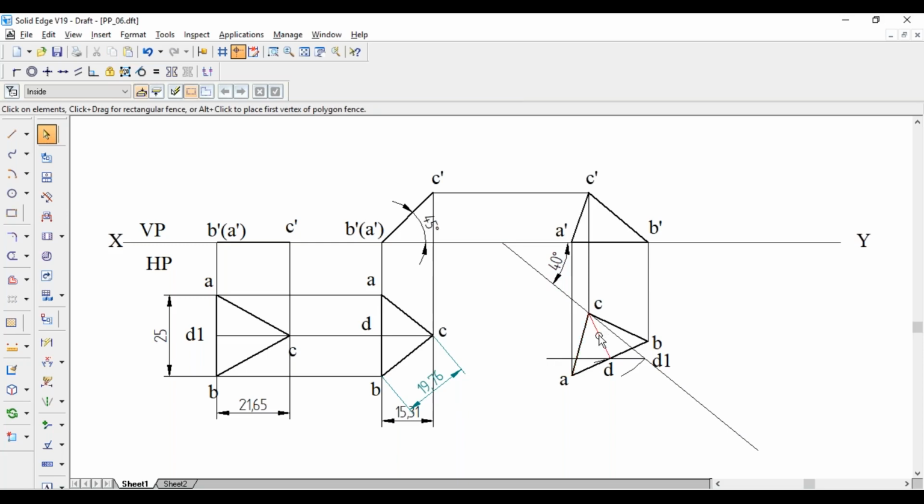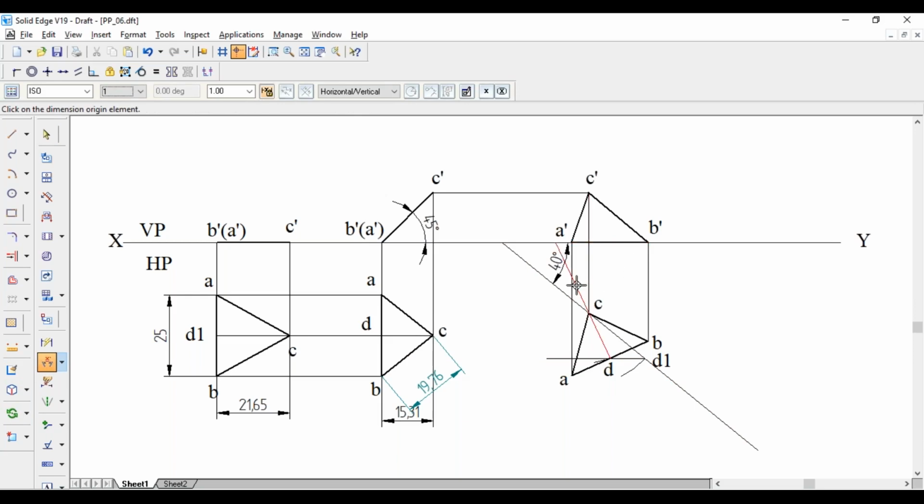As this is the apparent one, we have to check what is the angle of this line. Apparent inclination with respect to VP is called beta. So extend this CD line till the XY line. Now measure the angle with respect to the XY line, what is the angle of line CD? This is beta, apparent inclination with respect to VP. So beta we got as 65 degrees.